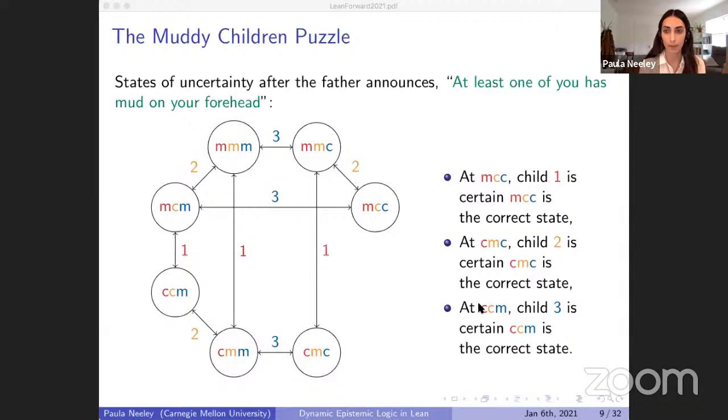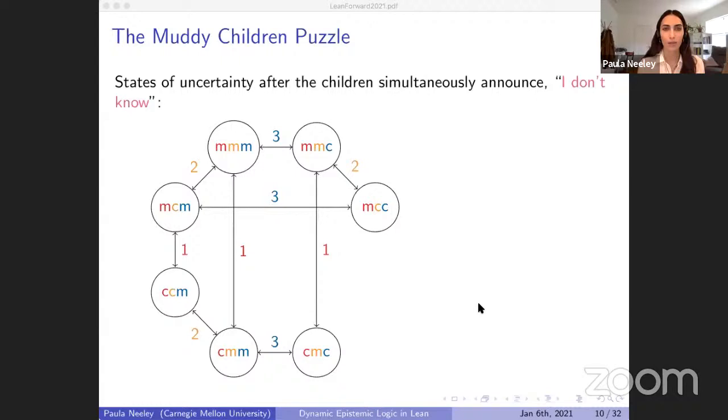Okay, this step's slightly trickier. What happens after the children simultaneously announce, "I don't know?" It's not obvious, but I claim that there's enough information for the children to know that MCC, CMC, and CCM are no longer possibilities, or basically just the worlds where only one child is muddy.